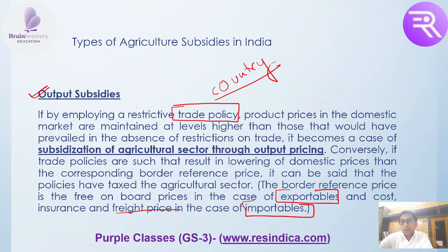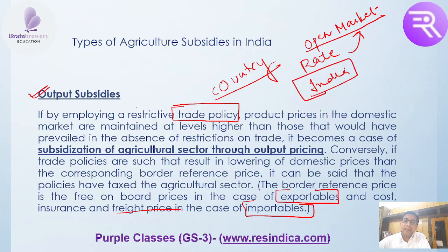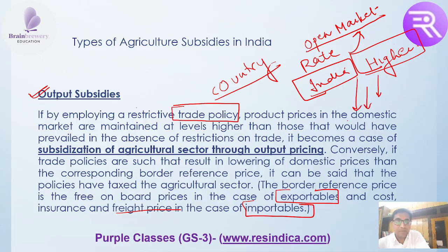So product prices in the domestic market are maintained at a level higher than those that would have prevailed in the absence of restrictive trade orders. That means if we are doing a full open market, the rates will be determined by the market. But in India, what we do is that we keep our prices a little bit on the higher side so that the prices do not fall drastically, because if the prices fall drastically, it hurts the farmer's income. So it becomes a case of subsidization of the agriculture sector through output pricing.